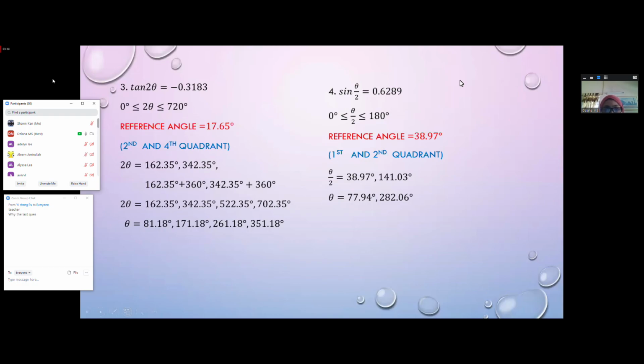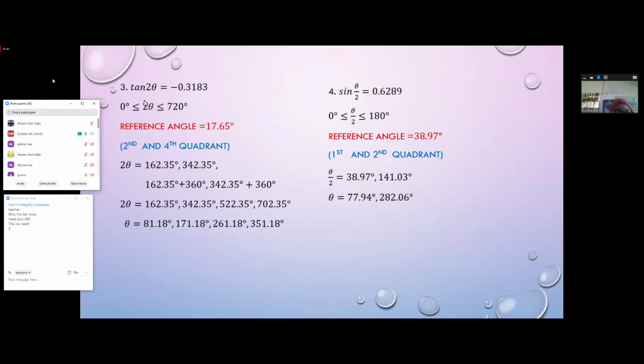Yes, Yu Cheng, why the last question? Oh, the last question needs to plus 360. Number 3 or number 4? Number 3. Okay, number 3, because the range is 2 theta.